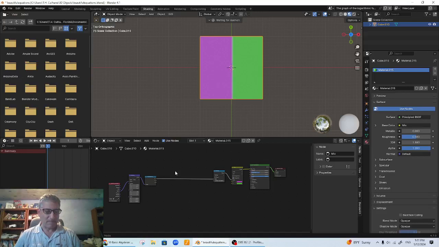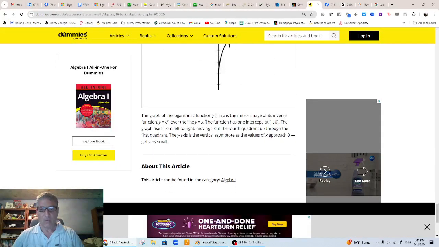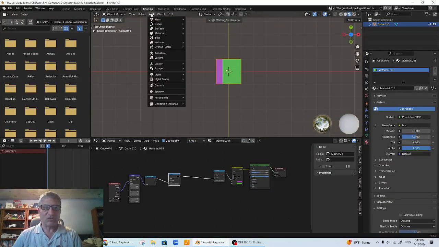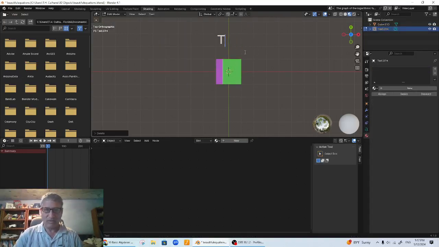Now for my math, I'm going to add a math node and drop it in. And the equation that we're working on, this very last equation, is y equals natural log of x. It's a mirror image of its inverse, y equals e to the x, which we just did. So let me copy that, come into Blender, look down on this, add a text box and move it up and edit it, and say, well, what is this graph of? It is of y equals ln x.